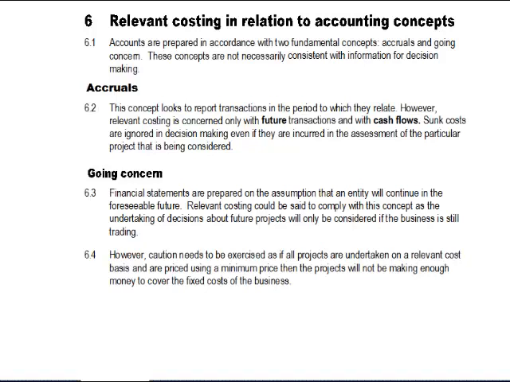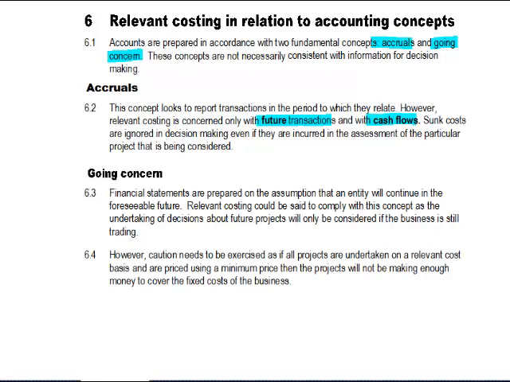The final section, section 6, looks at relevant costing in relation to accounting concepts. Accounts, as we know, are prepared in accordance with two fundamental concepts, and these concepts are the accruals concept and also going concern. So we're going to have a think about whether or not they are consistent with the information that we use for decision making. The first one, the accruals concept, doesn't really apply to relevant costing at all. As we've seen, we're concerned with future transactions and with cash flows.